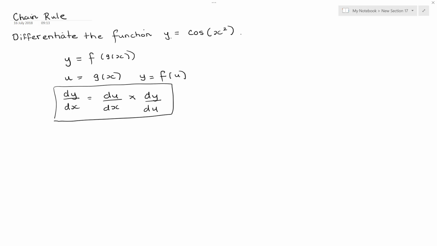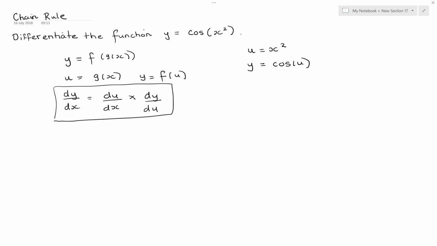So if we look at y is equal to cos of x squared, remember what we said earlier, the function inside the other function is what we call u. So we're going to call u equal to x squared. So that leaves us with y equal to, now y was equal to cos of x squared, but x squared is now u, so y is going to be equal to cos of u. So we've defined our u and we've defined our y.